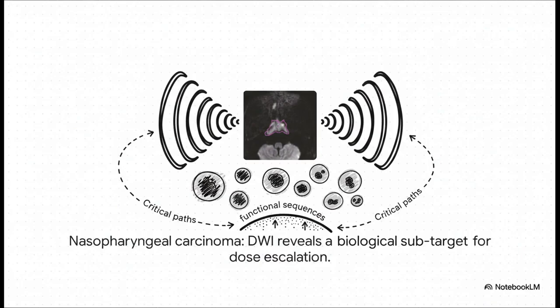Okay, let's see how these principles apply in clinical practice with two site-specific examples from the guideline. Here's an excellent example in nasopharyngeal carcinoma. The DWI sequence identifies a subvolume within the GTV showing restricted diffusion. This is more than just anatomy. It represents a potential biological target that may harbor more aggressive or radio-resistant cells, thereby enabling advanced strategies like dose painting.